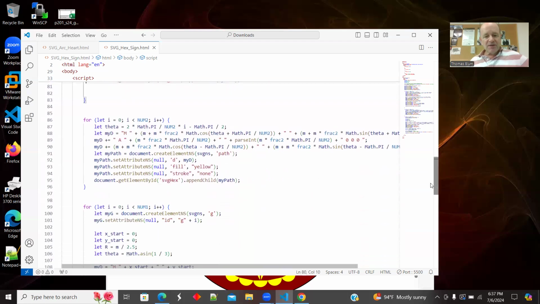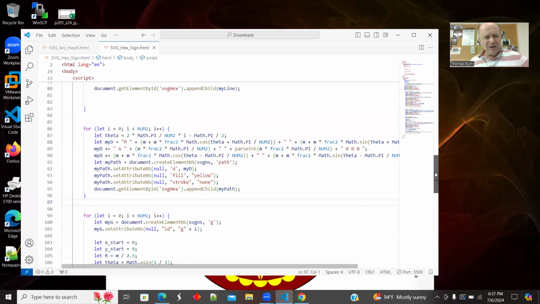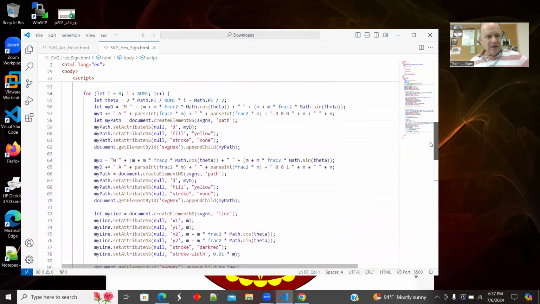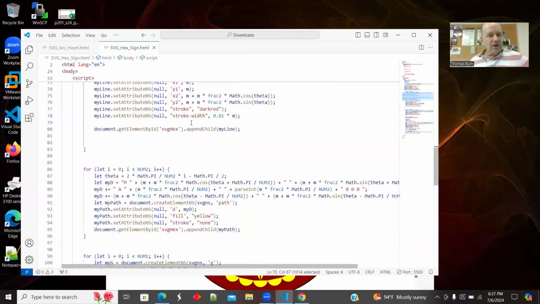Okay, so that's the sort of petal shape and the lines. Okay, and I probably could have made these one big path instead of two paths. Okay, and then I had my lines, and now I'm on to my second loop.